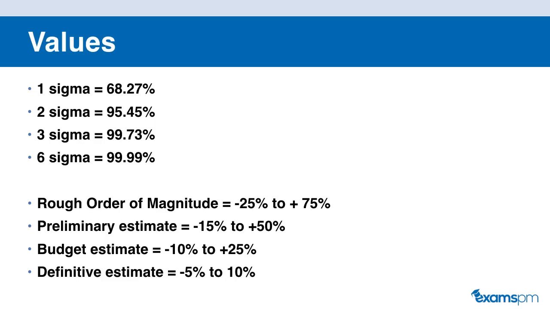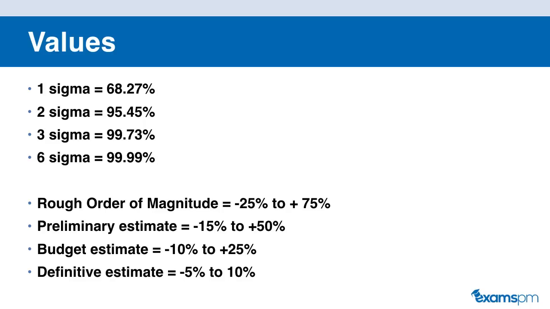And lastly, be sure to note these important values for your exam as well. So you need to know your sigma. So 1 sigma is 82.27%, 2 sigma is 95.54%, 3 sigma is 99.73%, and 6 sigma is 99.99%.